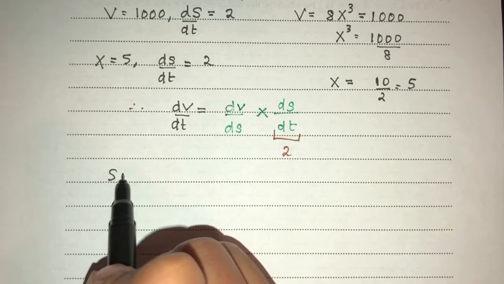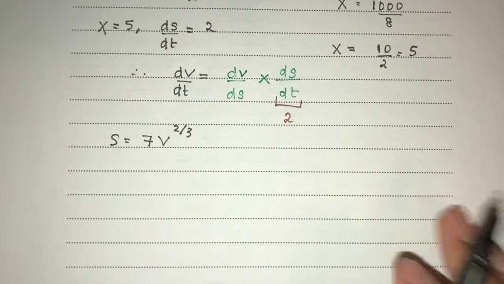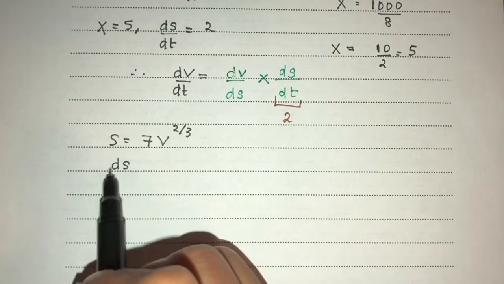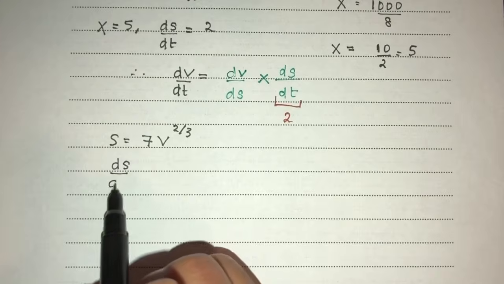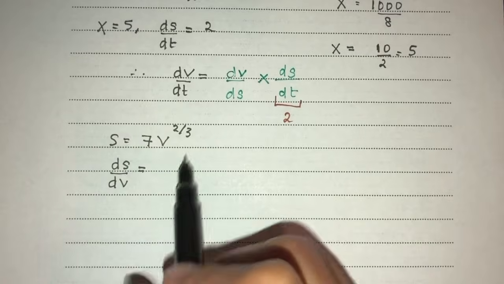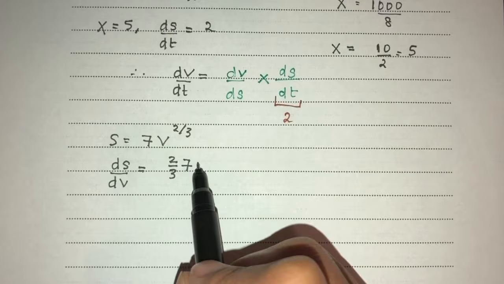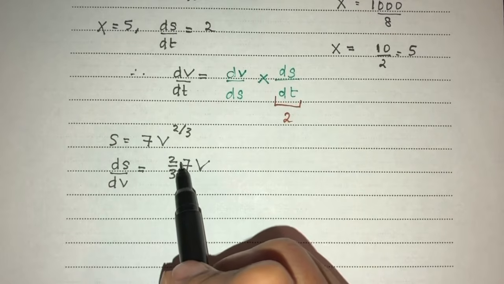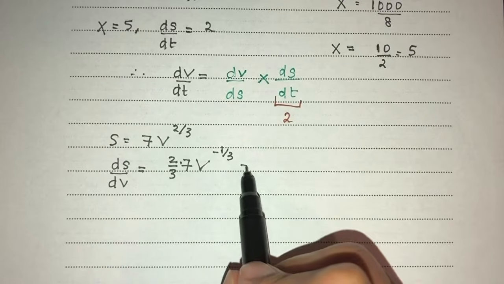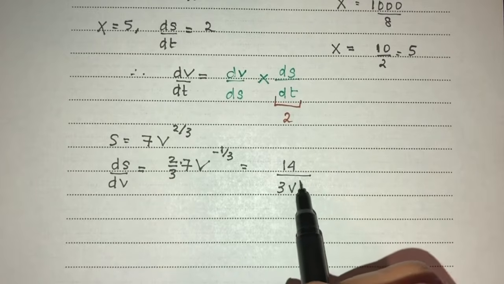So now we already have an equation connecting these two. So we have s is equal to 7v power 2 over 3. So we have to find dv by ds, but we can first find ds by dv. We have to multiply by the power first. That will be 7 times 2 over 3 v, of course, power 2 over 3 minus 1, that will be minus 1 over 3. That will be 14 over 3 v power 1 over 3.